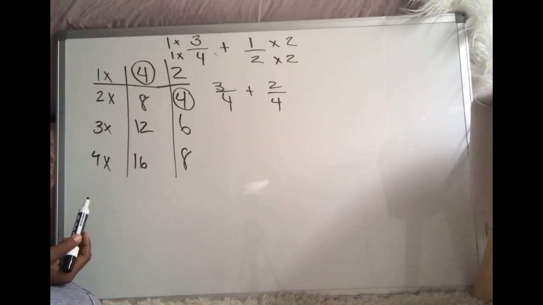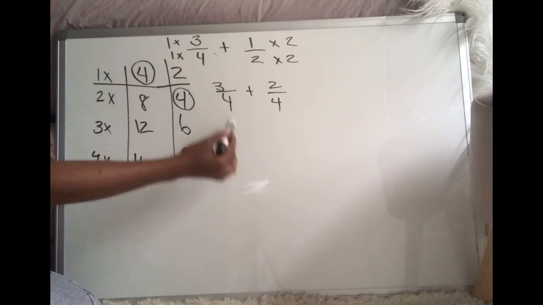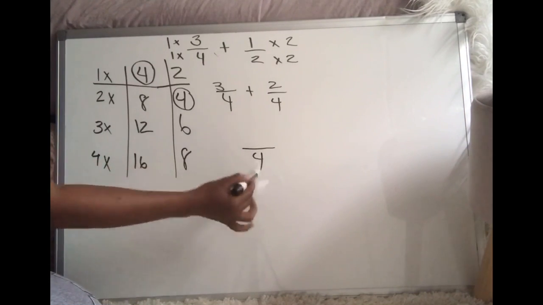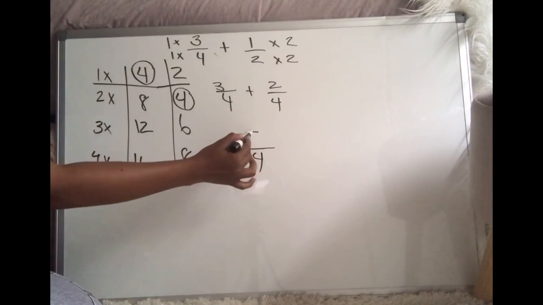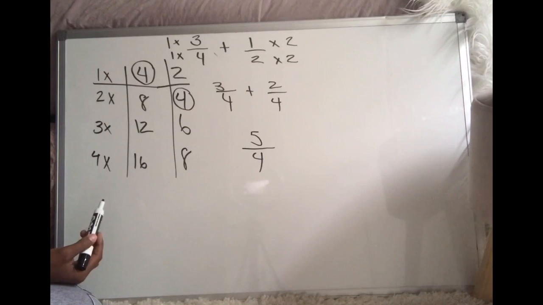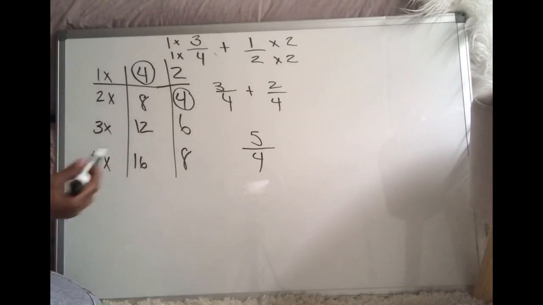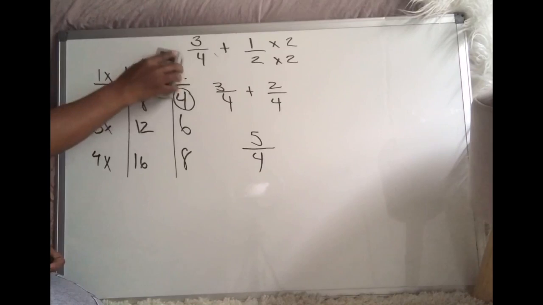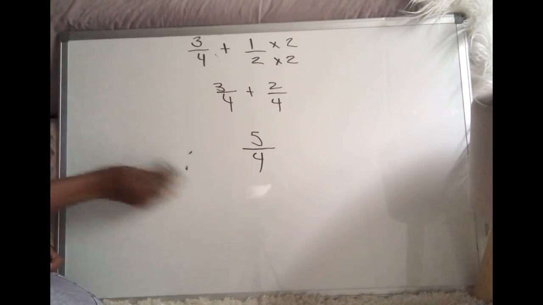Now we can add straight across, keeping the same denominator, so I'm going to write my denominator. And 3 plus 2 is 5. So that is how you add with unlike denominators. And now we're going to try subtracting with unlike denominators. Actually, no, let's do one more problem of adding.